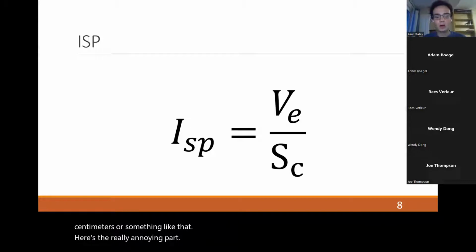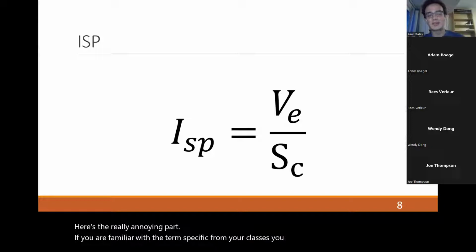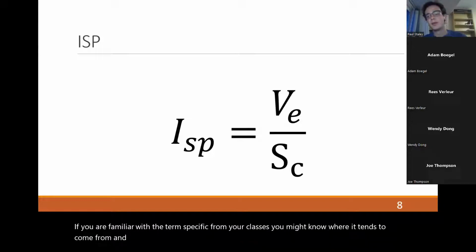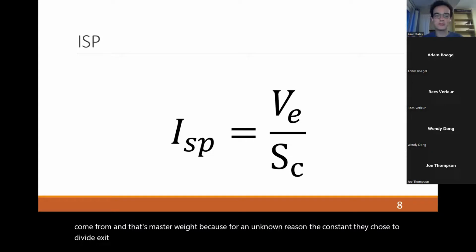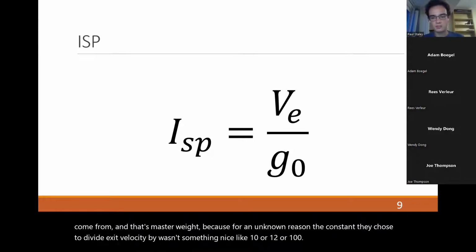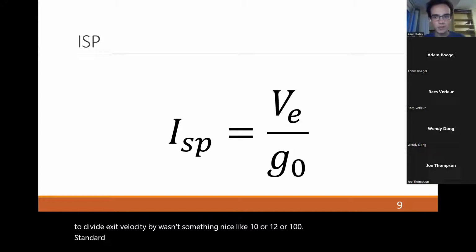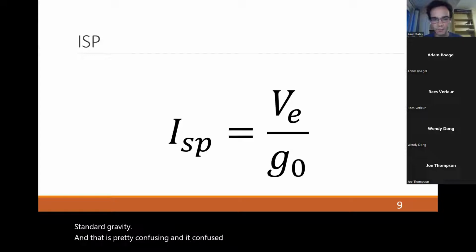If you are familiar with the term specific from your classes, you might know where it tends to come from, and that's mass or weight. Because for an unknown reason, the constant they chose to divide exit velocity by wasn't something nice like 10 or 12 or 100. It's standard gravity. And that is pretty confusing, and it confused me for a really long time. But standard gravity is not gravity.